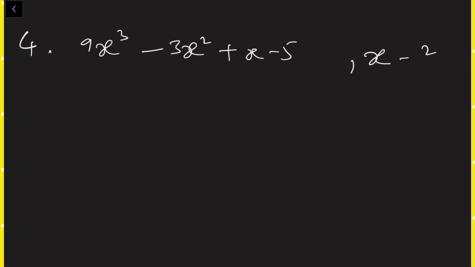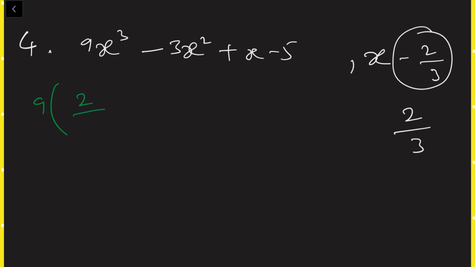Next, fourth one. Find the remainder when 9x cube minus 3x square plus x minus 5 is divided by x minus 2 by 3. Here minus 2 by 3 is there, so we need to substitute plus 2 by 3. So let us substitute now. 9 into x cube is there, so in the place of x, 2 by 3 whole cube, minus 3 into x square, 2 by 3 whole square, plus 2 by 3 minus 5.